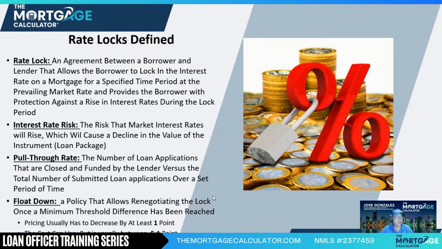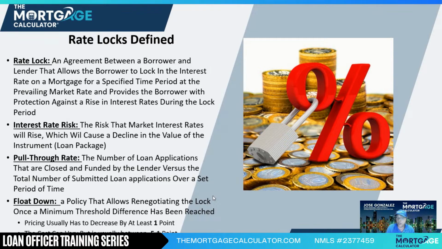And here, the last point, a very, very important point to consider in rate lock management, right? This is really where the management comes after you're already locked. You definitely want to keep an eye out to see what's going on with the rates, to see if you can take advantage of a float down, because a float down is a policy that allows renegotiating the lock once a minimum threshold difference has been reached. Usually, that pricing threshold is at least a 1 point betterment in pricing.